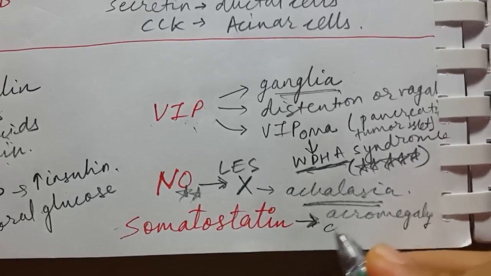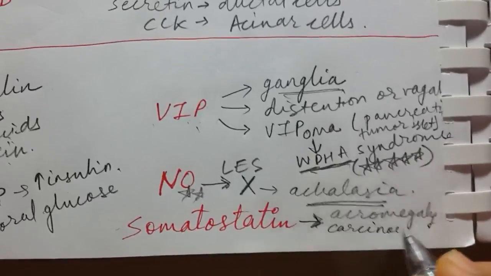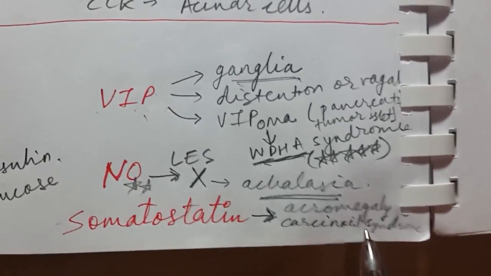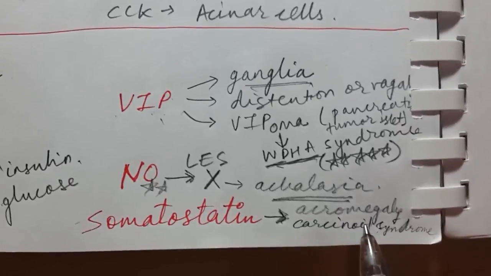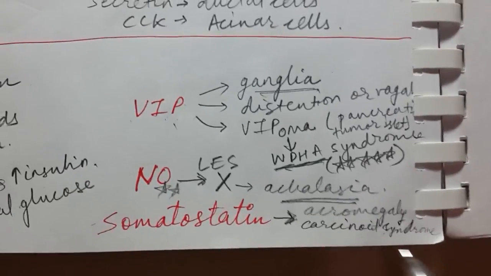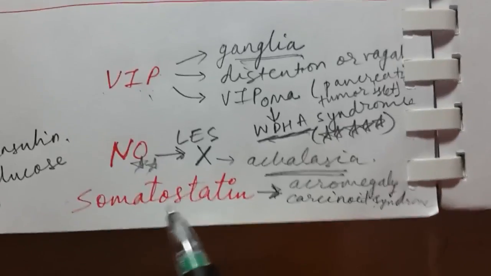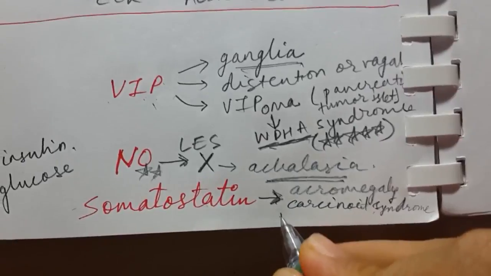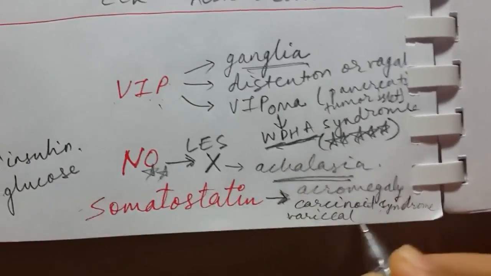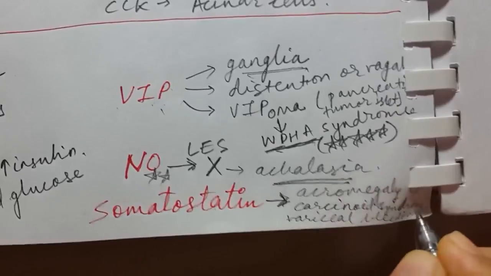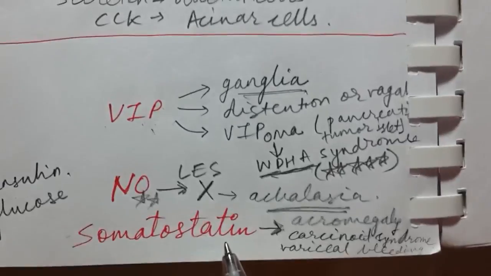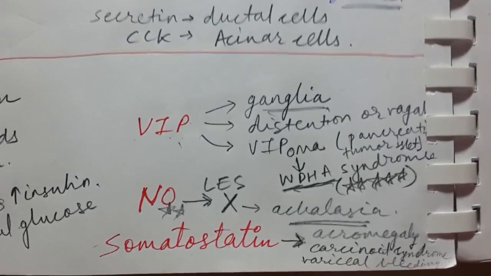It is also used in carcinoid syndrome. And why is it used there? Because somatostatin decreases the production of serotonin from the tumor cells. That is the reason why it is used in carcinoid syndrome. So that is why somatostatin is used in carcinoid syndrome. The third use is variceal bleeding. Why is it used there? Somatostatin lowers the portal hypertension. It decreases the blood pressure in the portal vein.